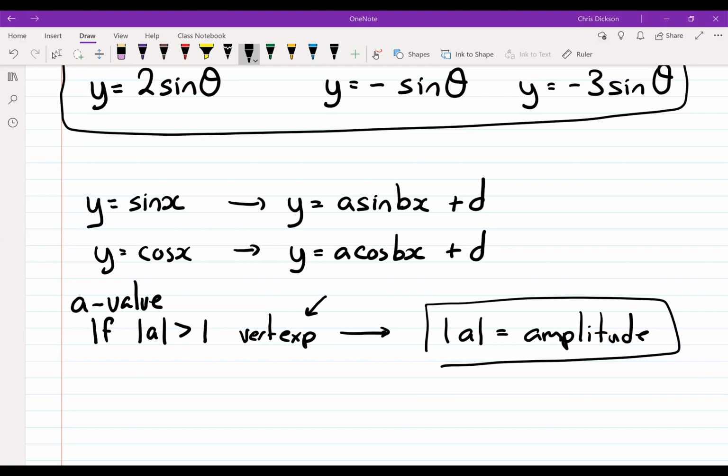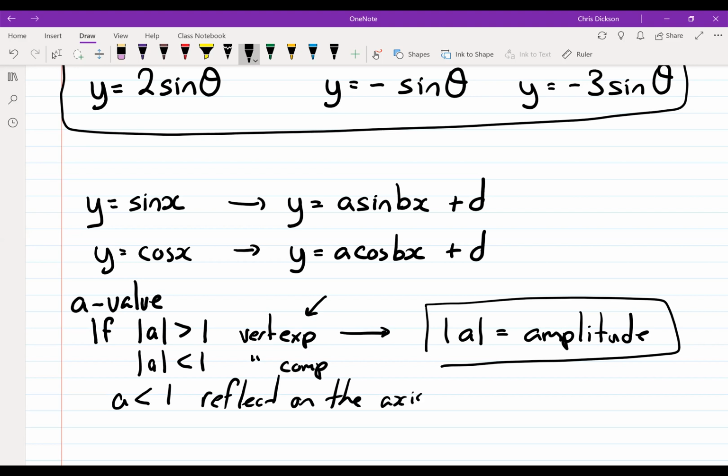Okay, but I guess if the absolute value of a is less than 1, then you get a vertical compression. And if a is less than 0, we reflect on the x-axis. But I actually think of it more as just flipping. I just flip the sign, which sounds offensive, but we'll talk about that.